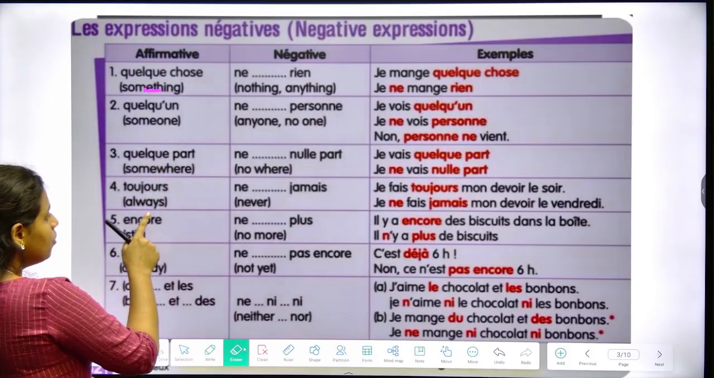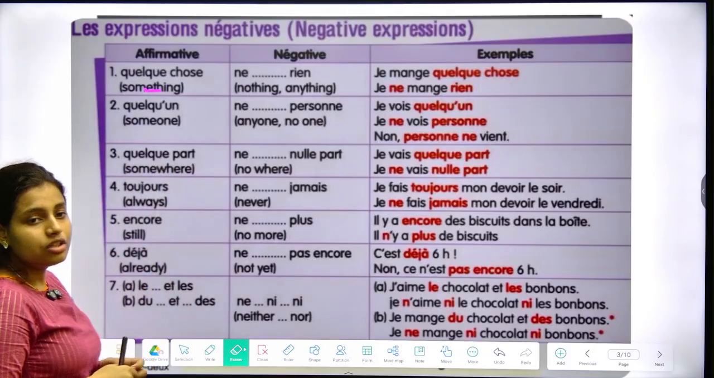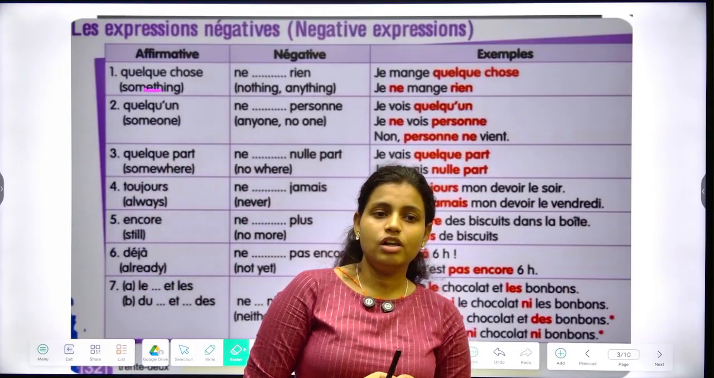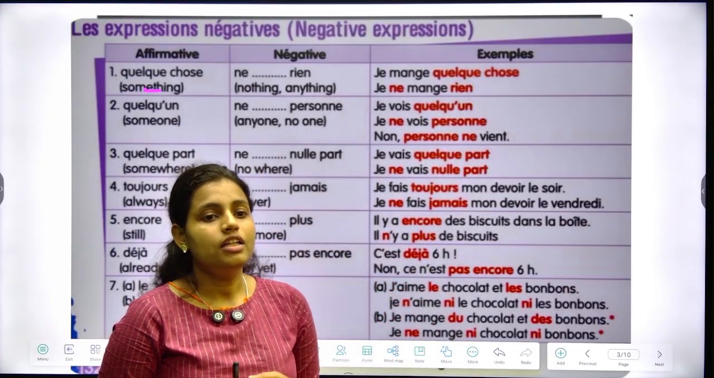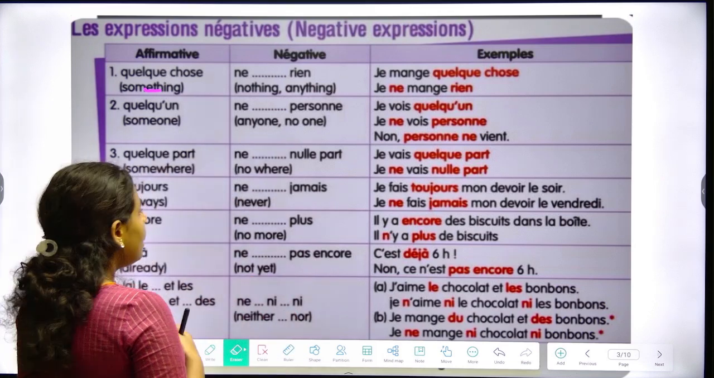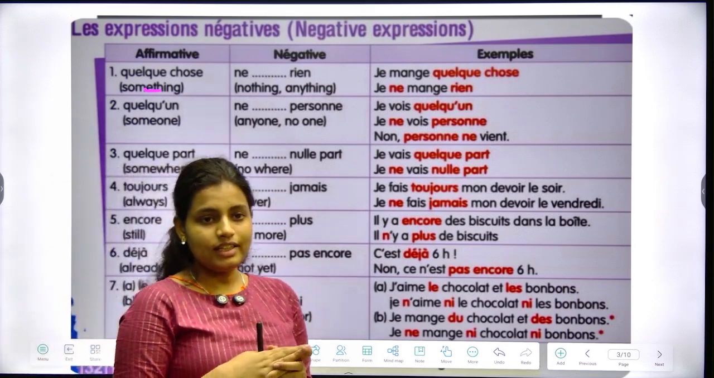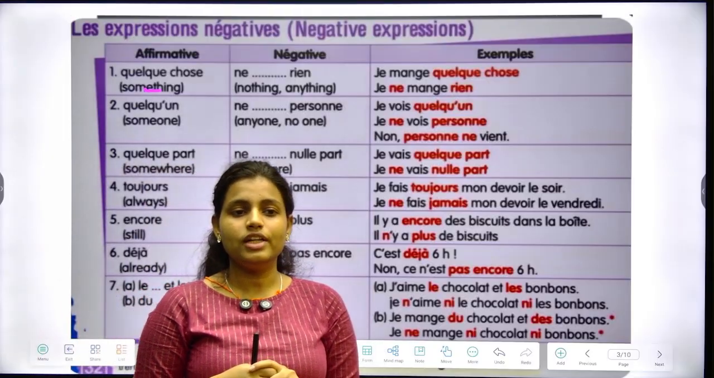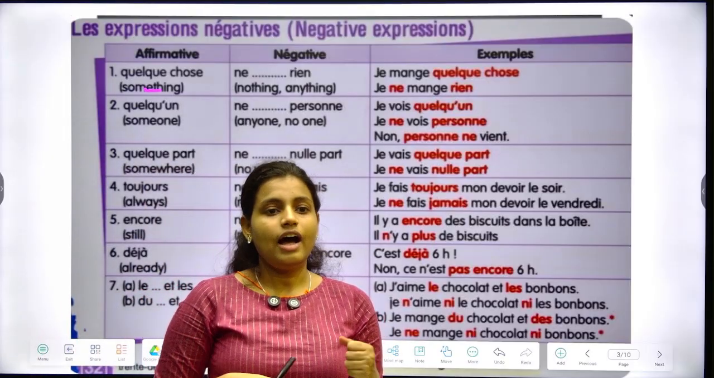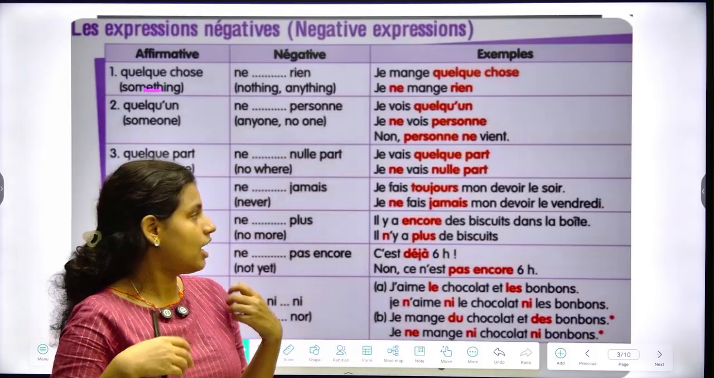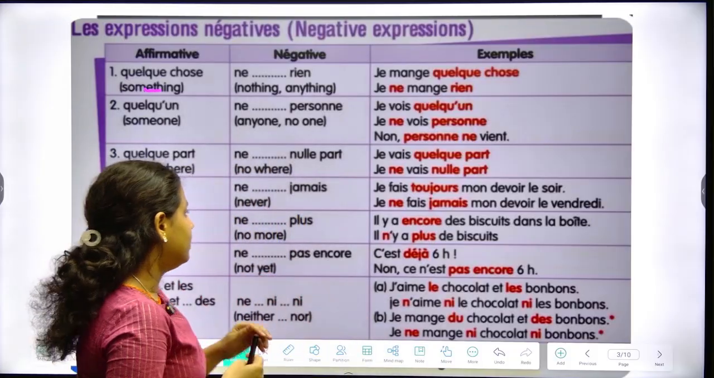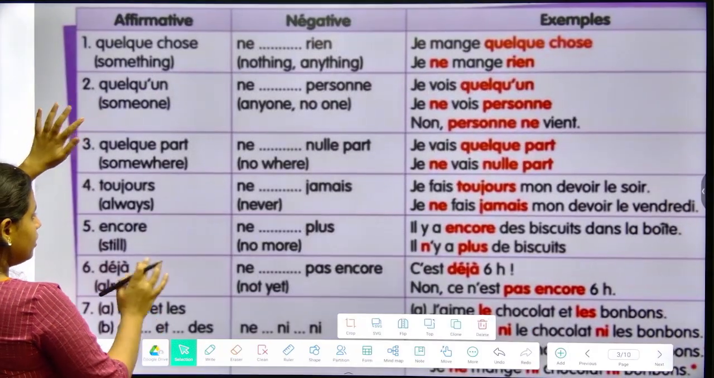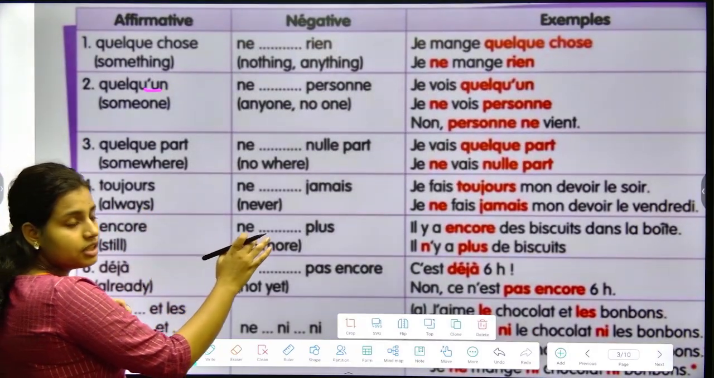Then we have the fourth marker, which is toujours. Toujours means always. So what will be the negation of always? The negation of always will be never. So if you say, I always do my homework in the evening, or I always go to this restaurant, how will you negate? You will negate, I never go to this restaurant, I never do my homework, whatever your sentence is. So the negative marker for toujours is ne jamais.